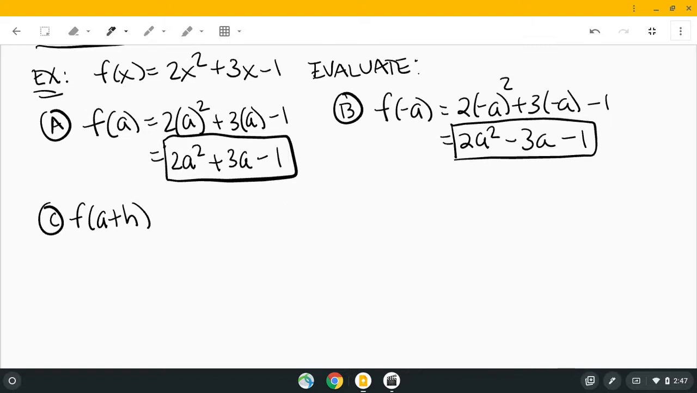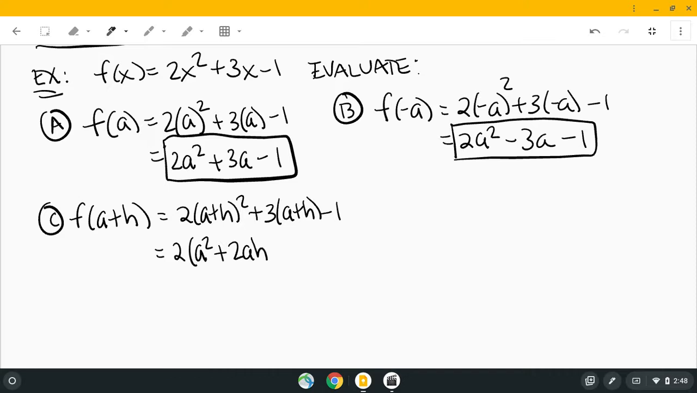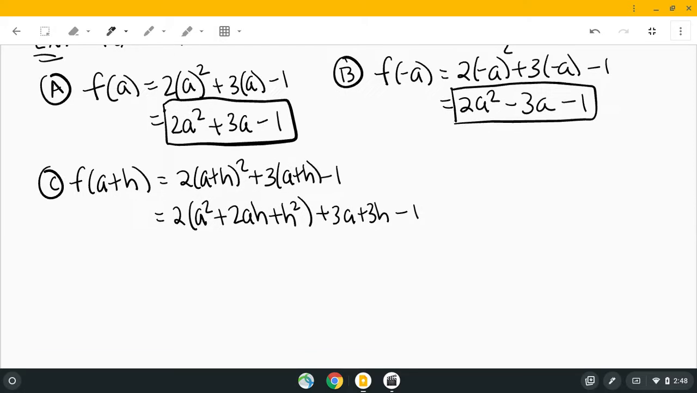All right, so replacing the x values with a plus h, 3 times a plus h here. And now I'm going to work out the binomial. So that's going to give me a squared plus 2ah plus h squared. And I'm going to do the distributive property with the 3 here. So I'm going to get 3a plus 3h, and then bring down that minus 1.